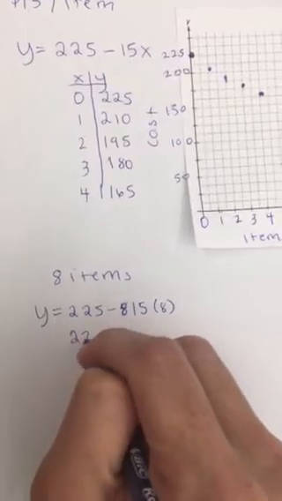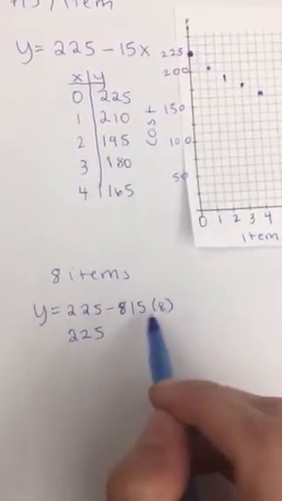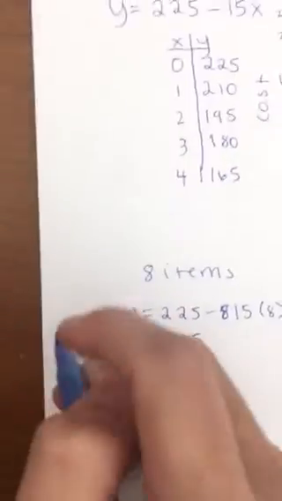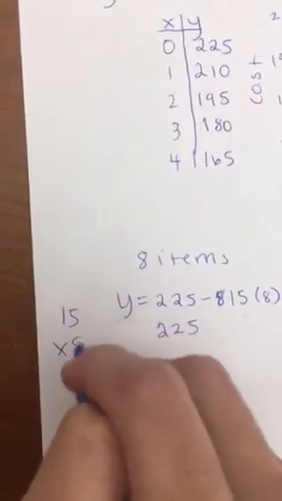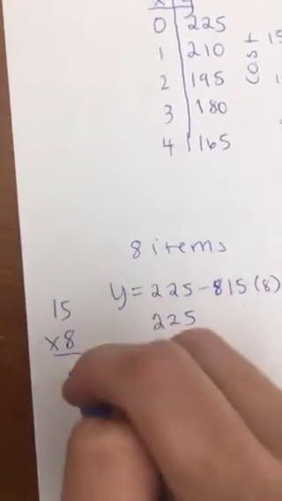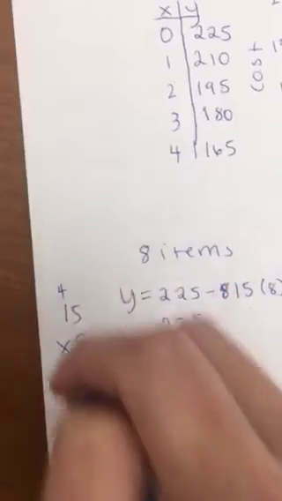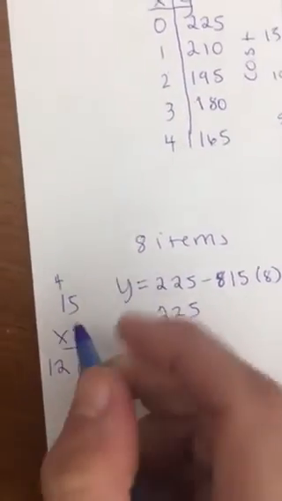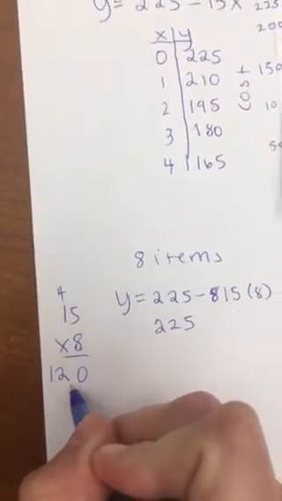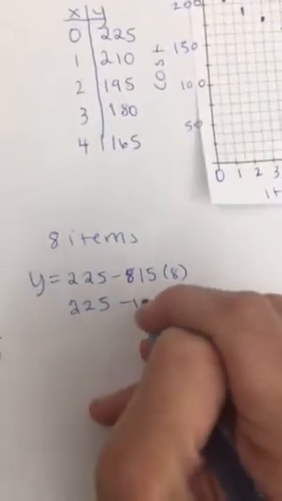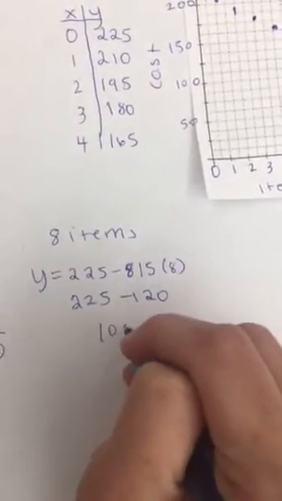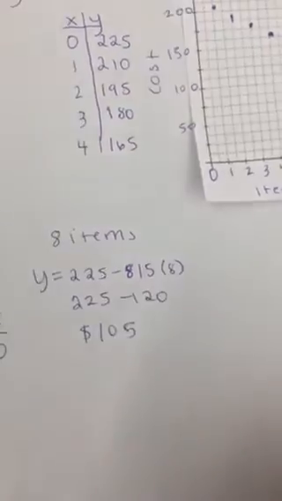All right, so we got 225. Now I don't know what 15 times 8 is, but I do know that I'm not going to have a calculator. So I'm just going to do my math off to the side. 8 times 5 is equal to 40, and 8 times 10 is 80, so that's 120. So for my 8 items at $15 a piece, I would have spent 120. So 225 minus 120, and if I subtract these out, I'll get $105 left on my gift card.